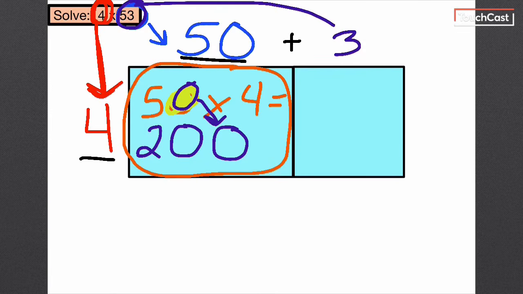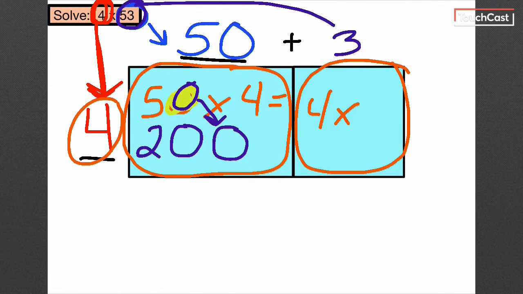Now we're going to go to our ones box. And I'm going to take this 4 that's over here, and I'm going to bring him all the way over into this box. And I'm going to bring my 3 down, and I'm going to multiply in this box. 4 times 3 gives me a product of 12. So now I have 2 separate products, 200 and 12. These were all done by multiplying in the tens box and then the ones box.